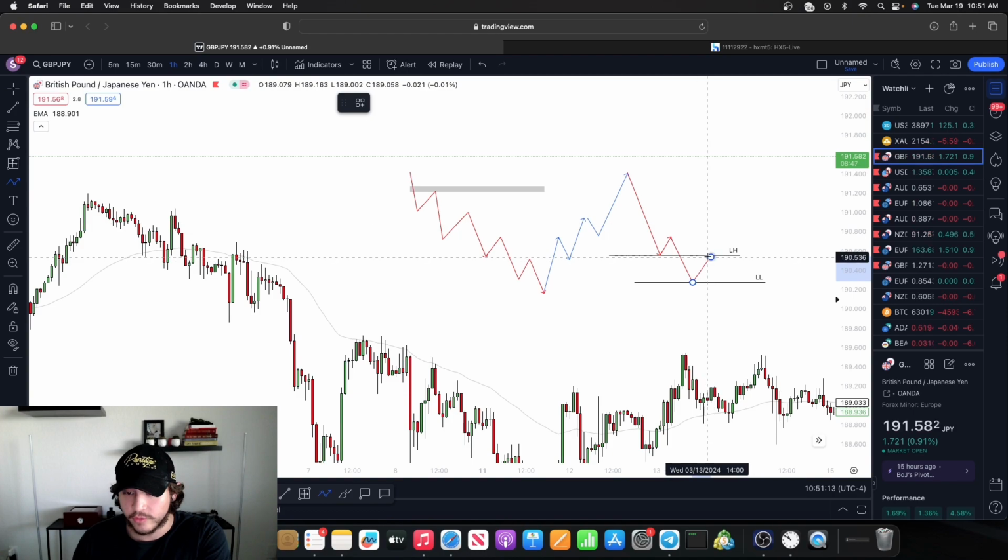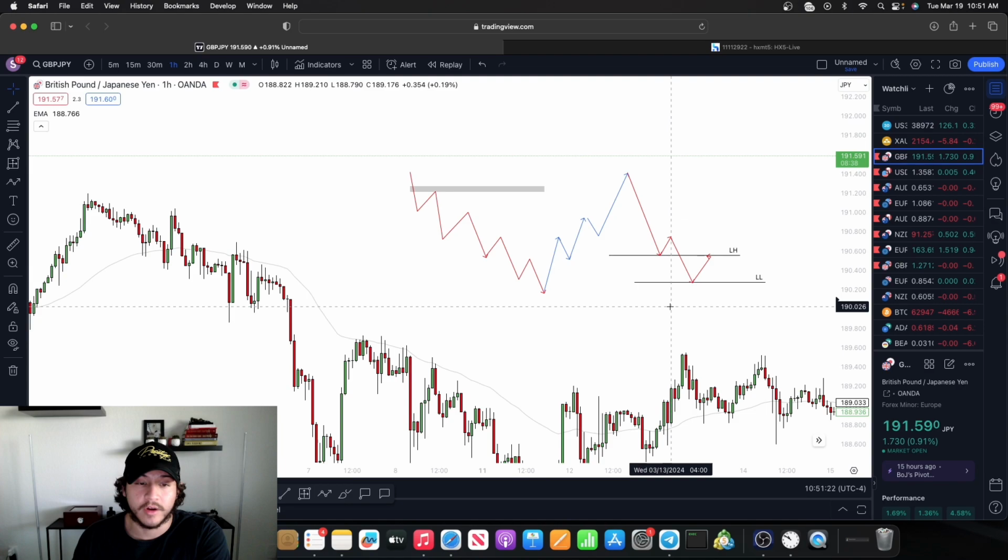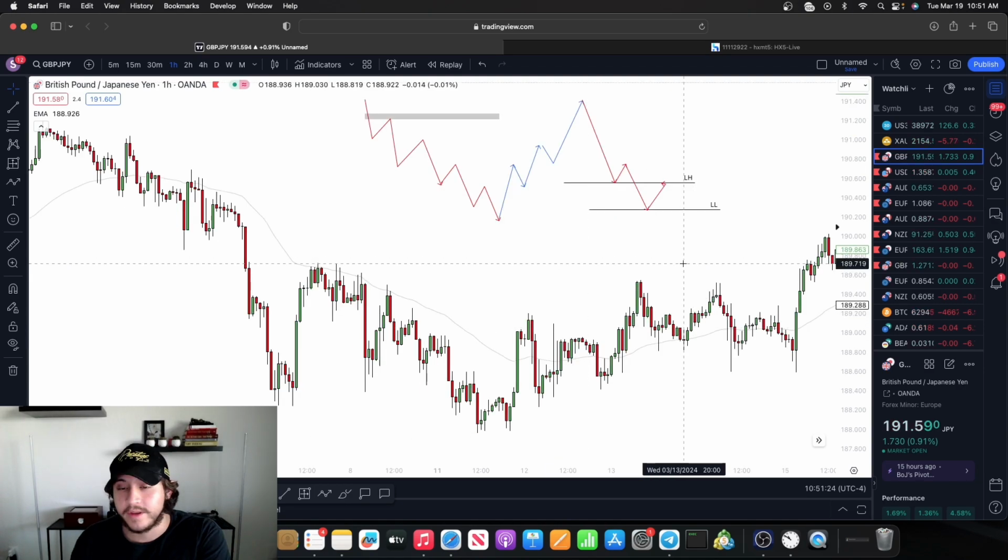So this is literally the switch structure. We break previous lower high to then go bullish. We break previous higher low to then go bearish. You guys get the idea, right? Now let me look for the example in the actual chart, and then I'll show it to you guys.